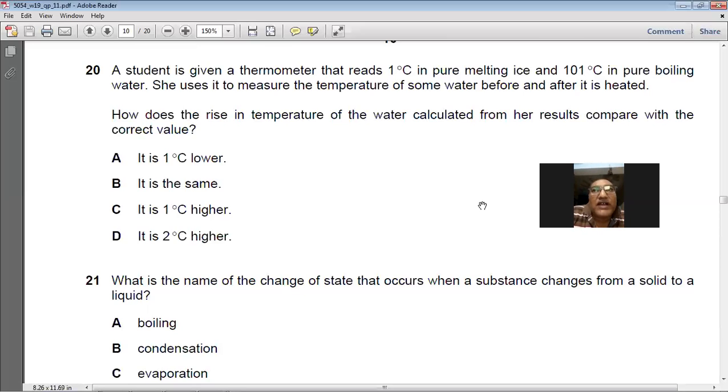If you use a thermometer which has no zero error, when you calculate the change in the temperature, both thermometers will give you the same calculation. It is the same, because the zero error in the thermometer has no effect when you calculate change in temperature. So it is the same. B is the choice. Question number 20, B is the right choice, sir.